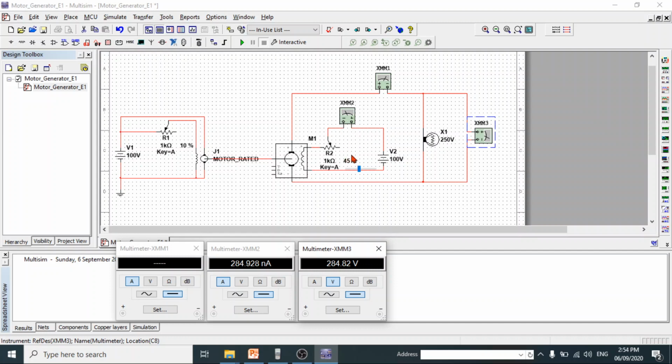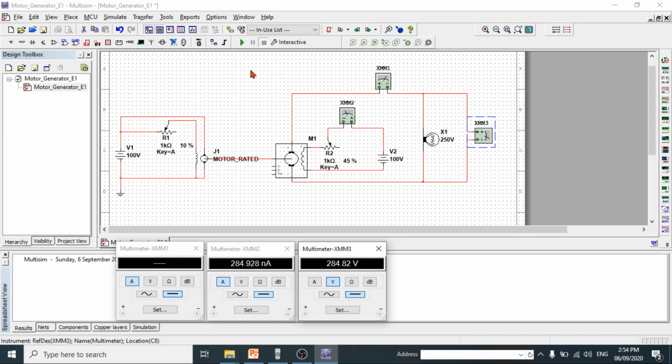This field current is the one responsible to create the magnetism in the poles of the generator. You remember that for a generator to generate a voltage, the generator must be given mechanical energy plus the magnetism. That would equate to electrical energy in terms of voltage at the armature terminal of the DC generator.